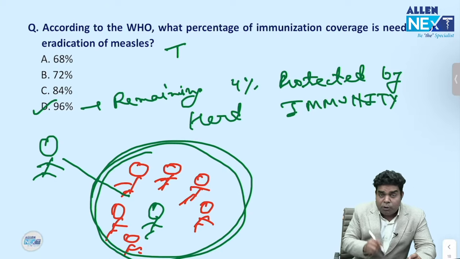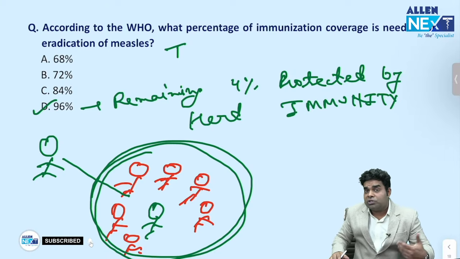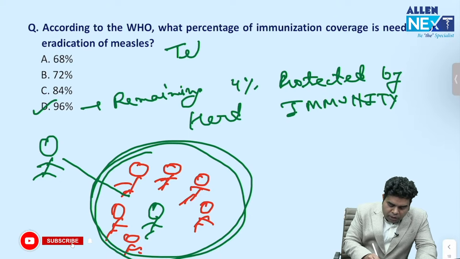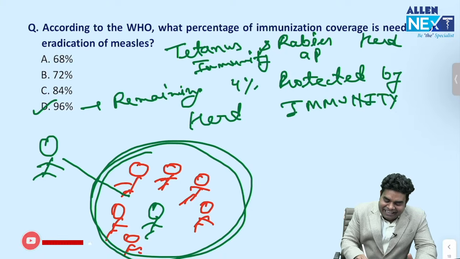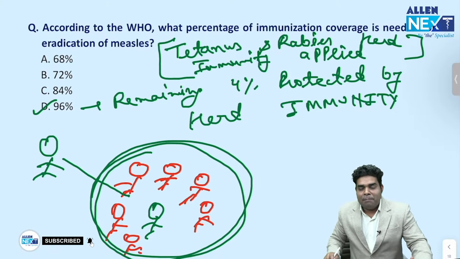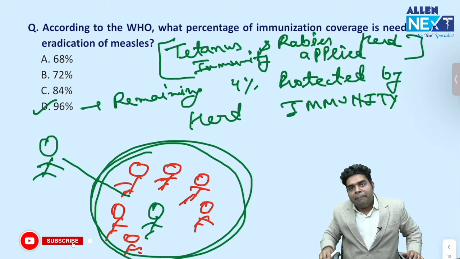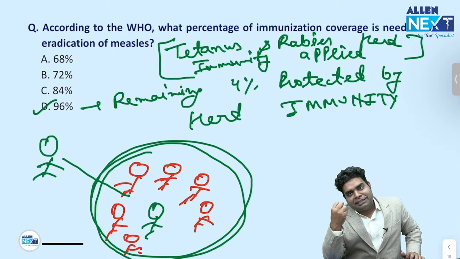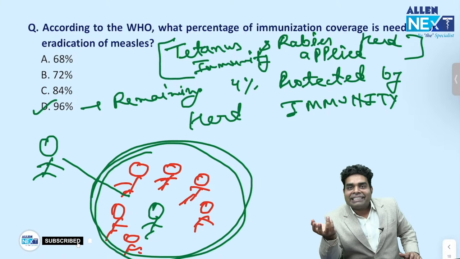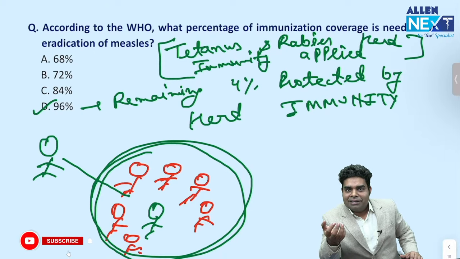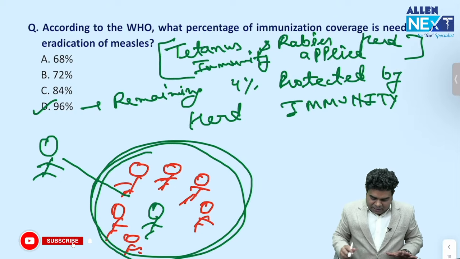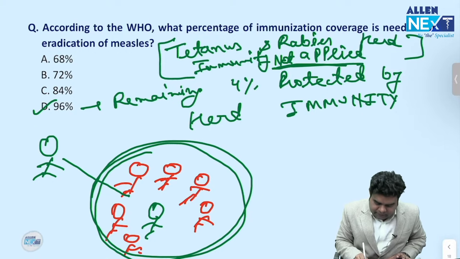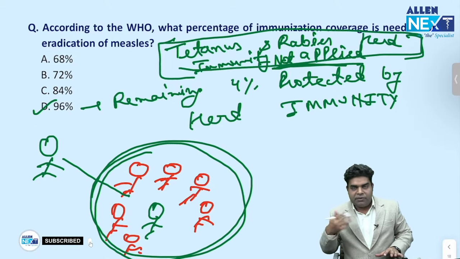Do remember, herd immunity applies only to diseases transmitted by the fecal-oral or respiratory route. So in tetanus and rabies, herd immunity does not apply. Suppose I am not vaccinated for rabies, but all my friends are. Still, if a dog came and bit me at my testicles, and I do not take the vaccine, I will start barking after some time. I cannot be protected by my friends' immunity in rabies and in tetanus. So herd immunity is not applied in these two; in measles, we have the concept.